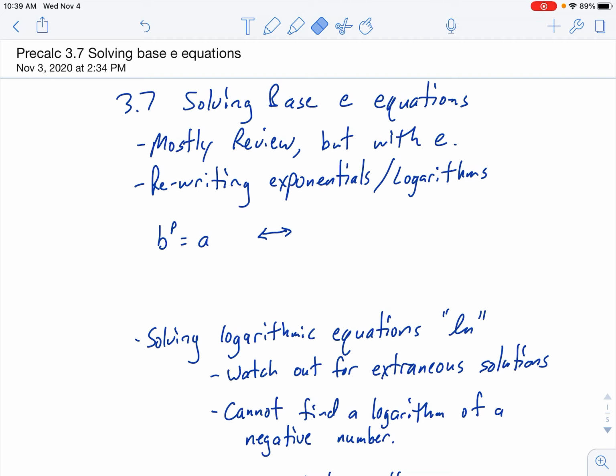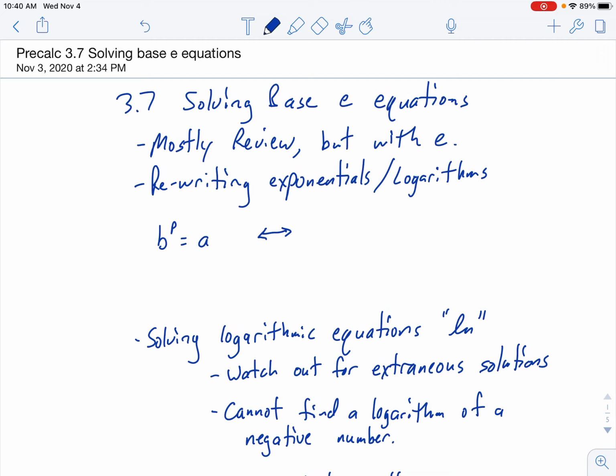Anyway, the topic is solving base e equations. We're going to be solving exponential equations and logarithm equations, and everything is going to be base e. You should have watched the video about the number e. We've done a little bit about e in the past. This is going to be a repeat of a lot of the stuff that we've learned, just with more of a focus on that number e.